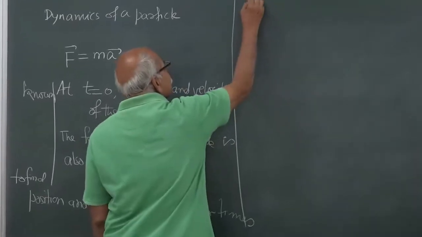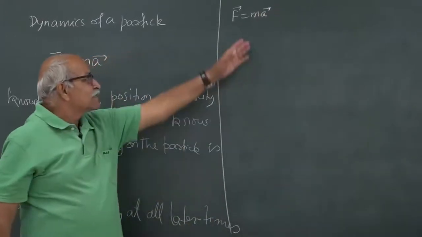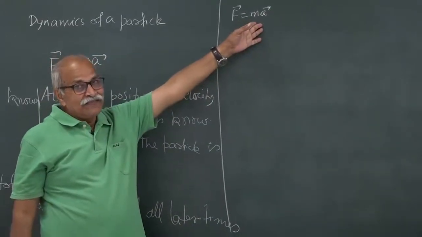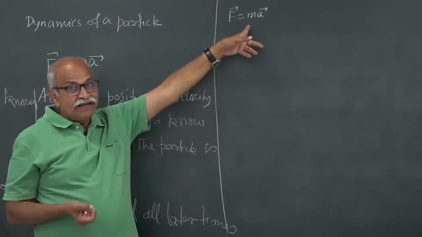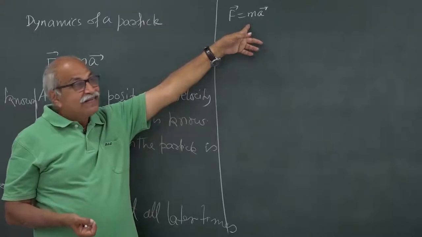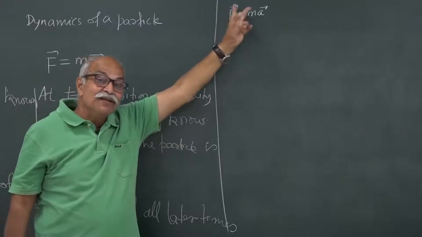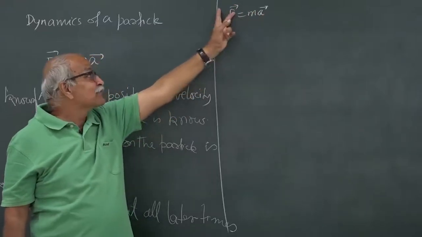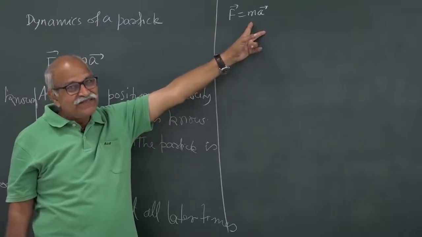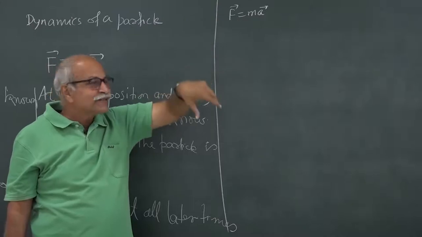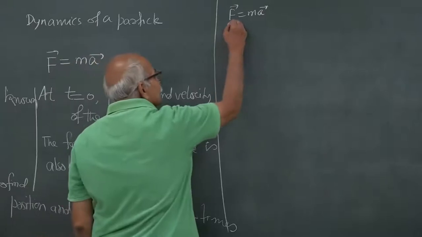You have F is equal to mass times acceleration. Remember, mass times acceleration is not the force, it is a product of two quantities. Mass of the particle and acceleration of the particle. This is equal to the force applied. F is equal to ma. So, this is force, this is not force. It has units of force, it has dimensions of force, but this is not force. This is the product of mass and acceleration.